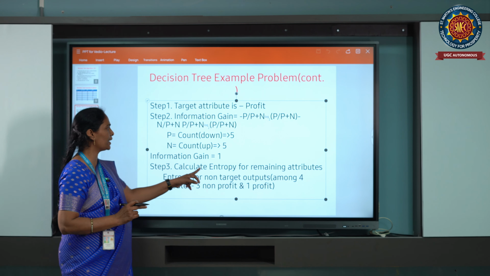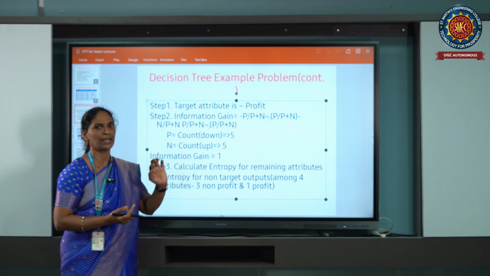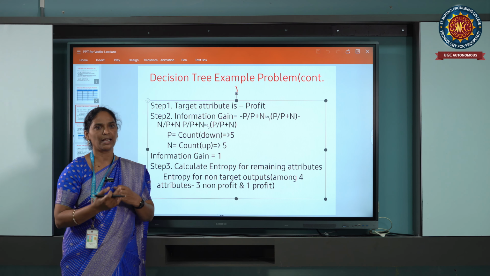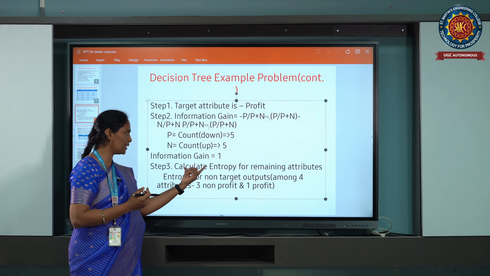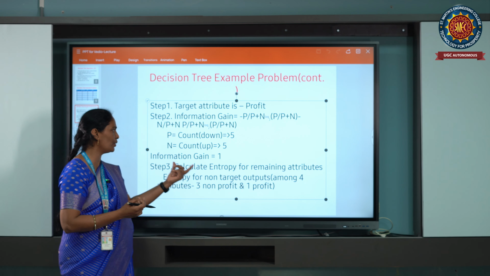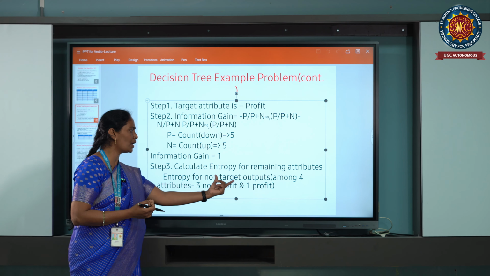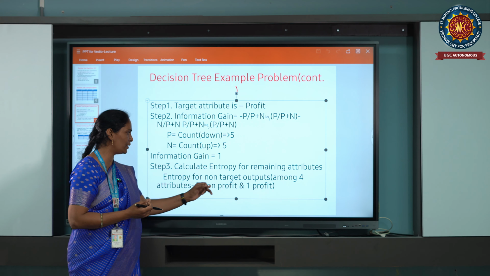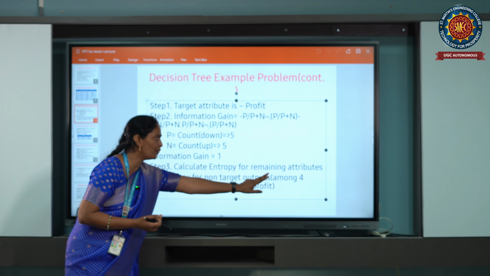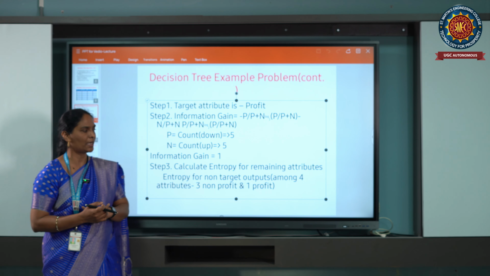So in step 3 we are calculating the entropy for the remaining attributes. Up to now, for information gain, we calculated the profit values, okay. So profit can be taken as the main attribute here, and then the remaining attributes can be treated as the non-profit attributes. So for that we are going to calculate the entropy in this one. For calculating the entropy for the non-target attributes, among 4 attributes, 3 are the non-profit attributes and 1 is the profit attribute, okay.